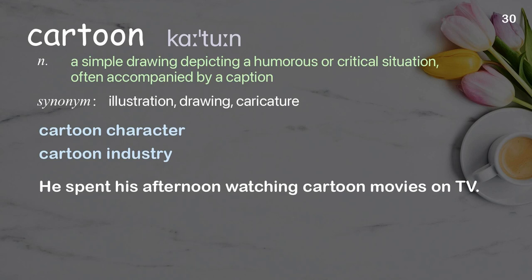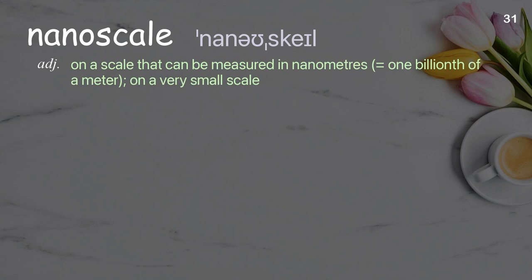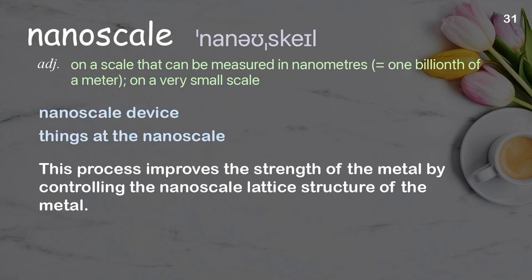Nanoscale: on a scale that can be measured in nanometers, equal to 1/1,000,000th of a meter; on a very small scale. Examples: nanoscale device, things at the nanoscale. This process improves the strength of the metal by controlling the nanoscale lattice structure of the metal.